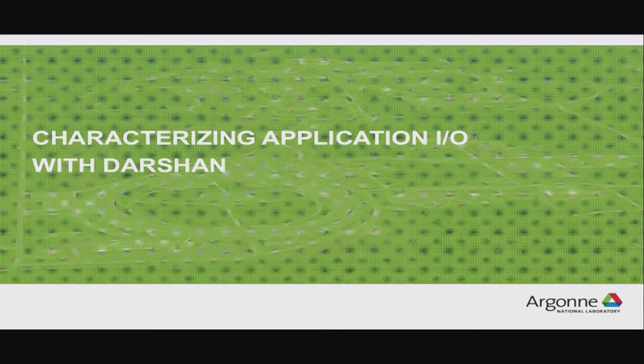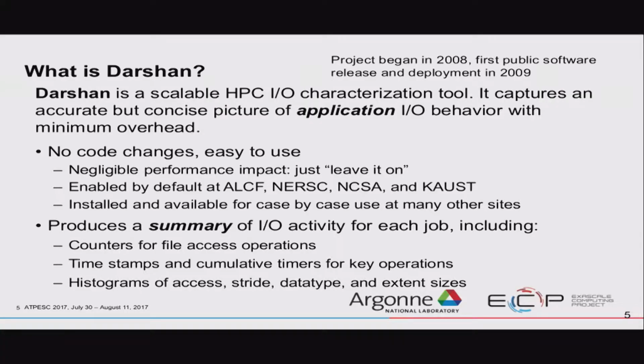So I'm going to talk about a particular tool that we're fond of called Darshan for characterizing application I/O. So what is Darshan? All it is is a characterization tool. It won't make your I/O faster or slower. It just looks at what's going on. And the idea is that it captures a compact representation of the I/O behavior in an application. And you don't have to change your application to use it.